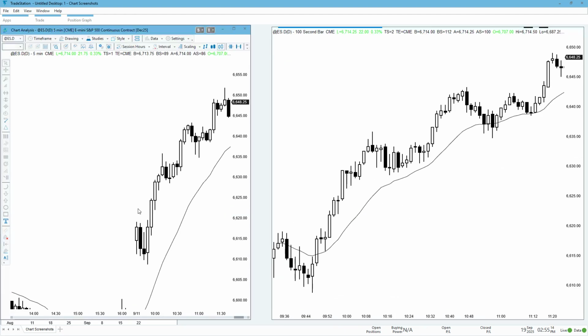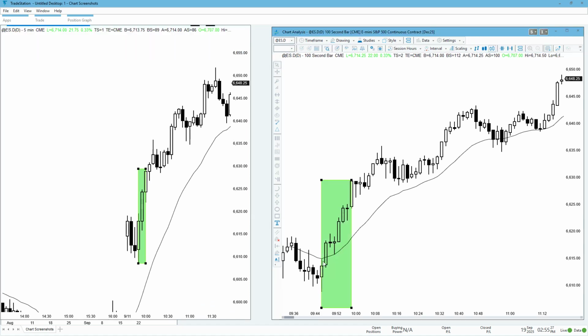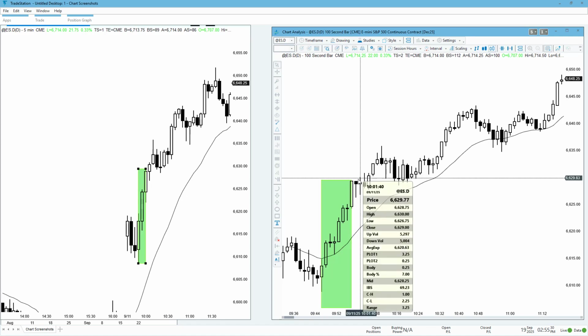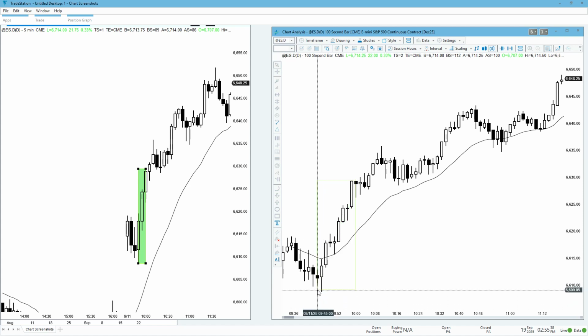So again, I want to start by, let's look at the breakout first. First 3 bars here, and then here. So here's the breakout on the 100-second chart. Now imagine you're a bear and you're fading breakouts. You're fading above bars. You're selling above bars. You sell here, you get trapped.